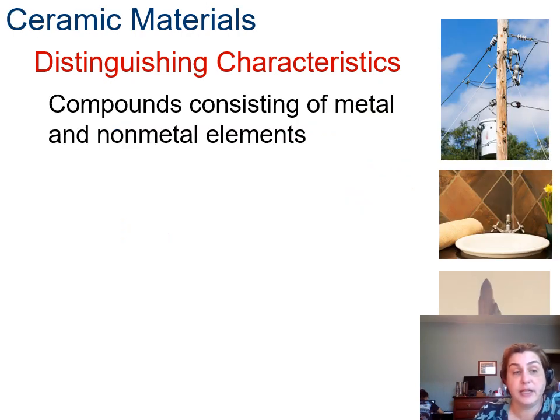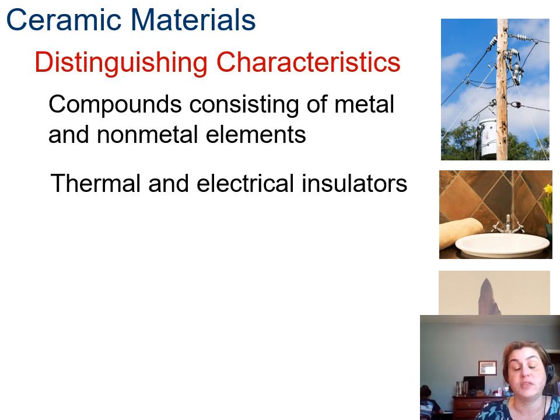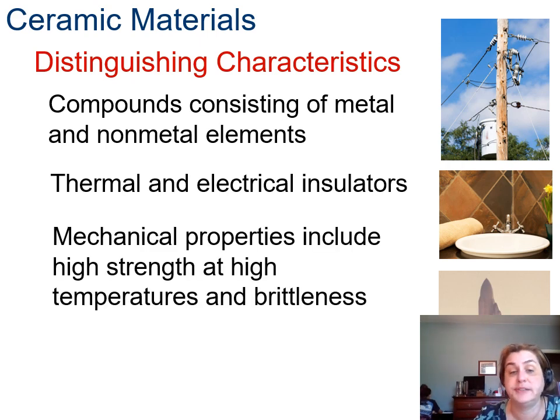The next category is ceramics. This is more than just your dishes. Actually, superconductors fall into the category of ceramics. Basically, it consists of metal and non-metal elements. They are excellent insulators. That's why you see this picture right here. Those little things are ceramics, used as insulators to keep you from electrocuting yourself on power lines. They tend to have high strength and do well at high temperatures, but they're also very brittle.